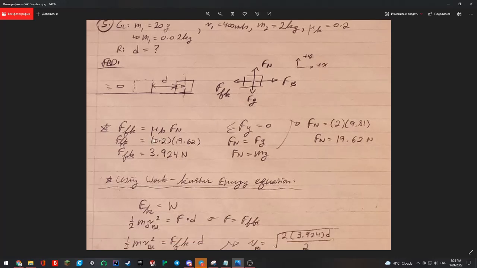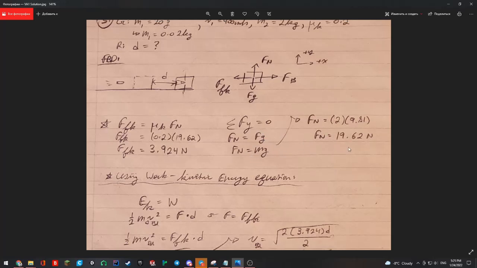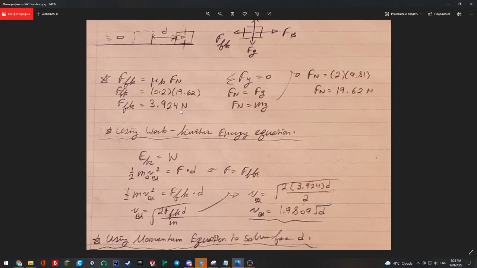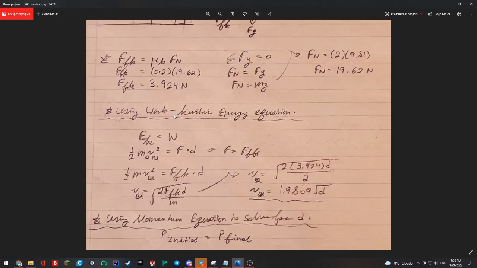Over here we know that the kinetic friction force, which I labeled FFK, equals the coefficient of kinetic friction multiplied by the normal force. In order to find the normal force, because it's not given to us, we can do the sum of all forces in the y direction. We can see that the normal force is equal to the force of gravity, which is mass times gravity. Once we simplify and add everything together, we see that the normal force is equal to 19.62 newtons. Plugging that back in, we can solve for FFK, which is 3.924 newtons.